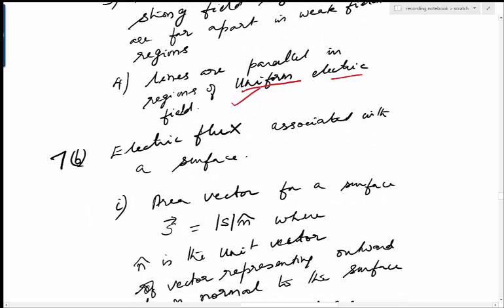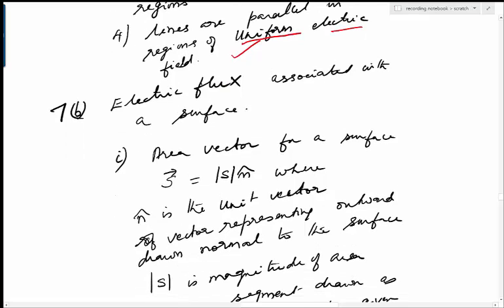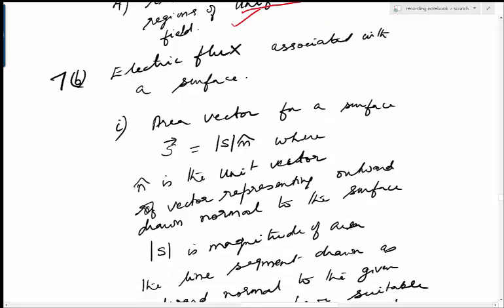Now, what is the meaning of electric flux associated with the surface? Here the area vector is somewhat catchy, so I would like to illuminate the students on that. Area we know is a scalar, but in certain cases area is given a vector-like treatment. So the area vector is modulus of S times n cap. Here, what is the meaning of that n cap? This only bears the vector characteristic of the area vector, where n cap is the unit vector representing the outward drawn normal to the surface.